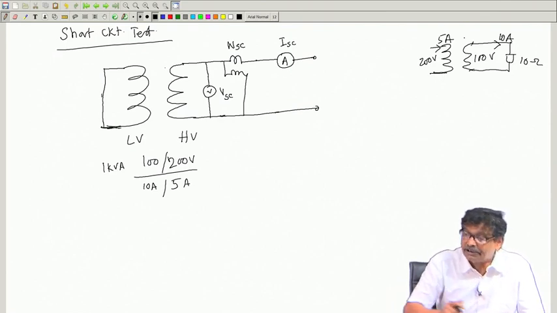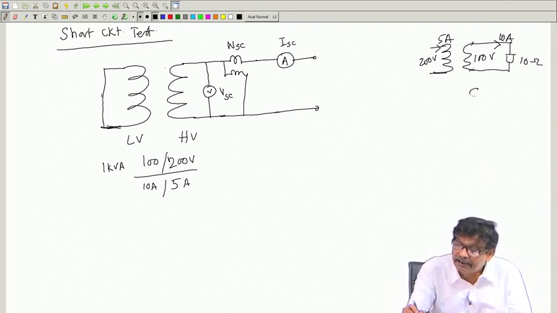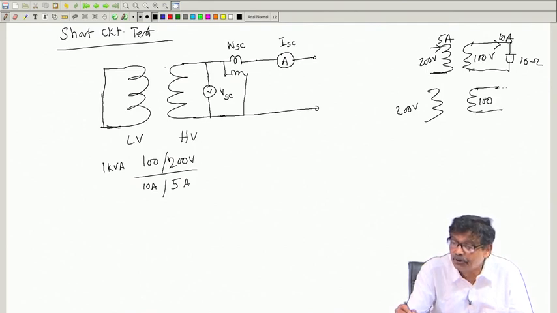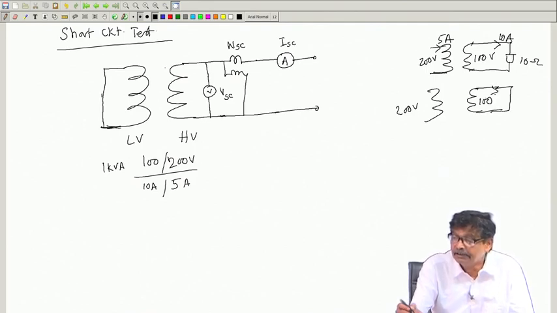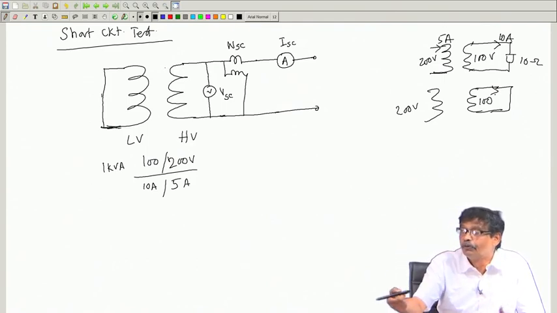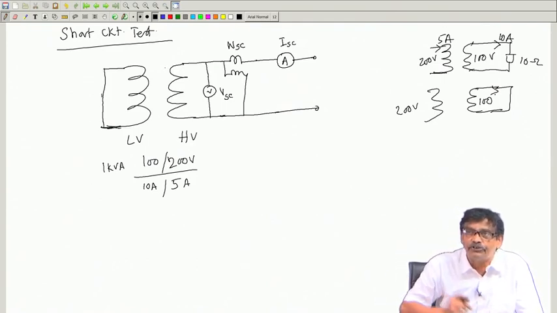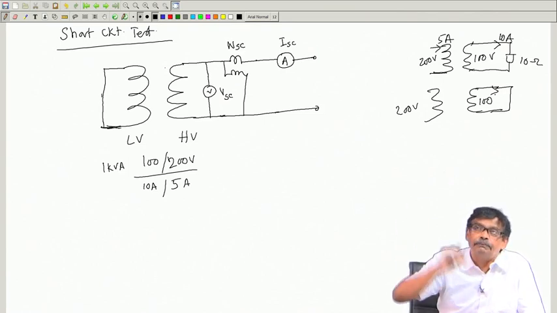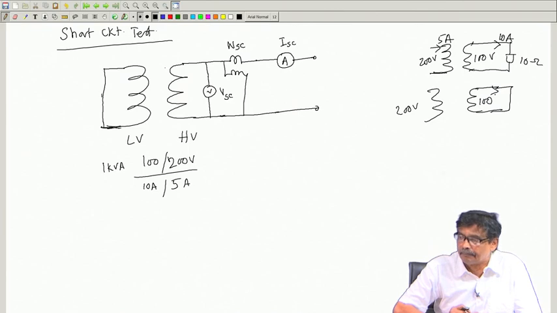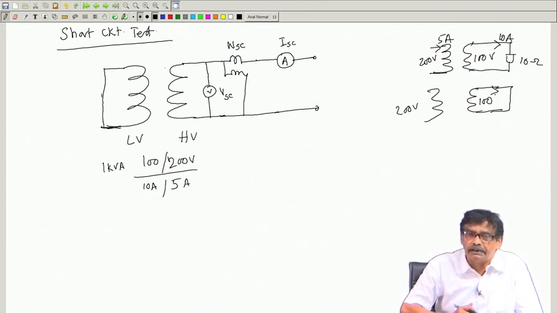Now, during the short circuit test, what you are doing on the LV side: if you apply 200 volt, you get 100 volt here, and if you short circuit it, this current is going to be pretty high, 100 volt by almost 0 resistance, and that will definitely be many times larger than the rated current, and there will be a problem. I mean, the transformer may burn if you have not taken proper precaution, that is, you have not connected a proper fuse. But during the no load test, no such problem.